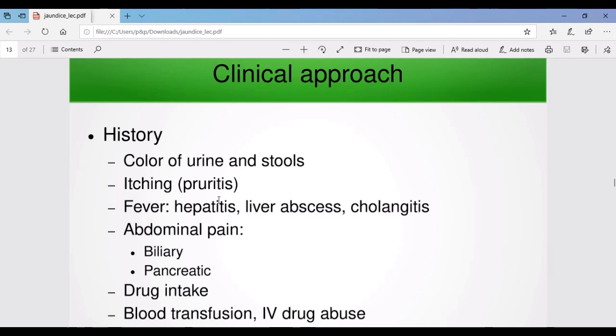We also ask about itching or pruritus, because with obstructive jaundice, it's not just obstruction of conjugated bilirubin, but it's also obstruction of bile salts. When bile salts diffuse back through the portal circulation and escape the liver to the bloodstream, they get deposited in many tissues, including the skin. Whenever these bile salts get deposited, they cause damage.